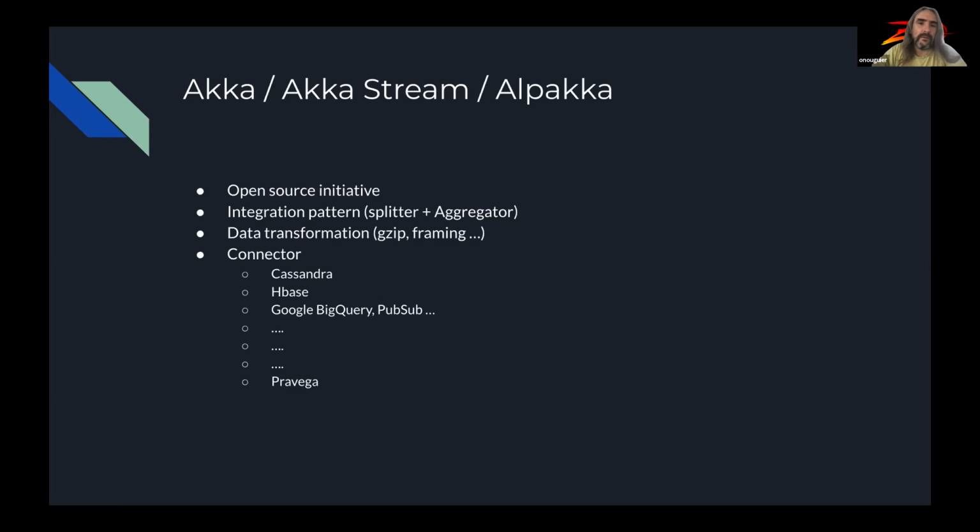Alpakka is an open source initiative which provides many patterns of streaming, some transformation utilities, and of course some connectors. There are now about 20 or 30 connectors. It's intended to be the Camel of Akka Stream. I think that everybody knows about Camel, and of course the Pravega connector.